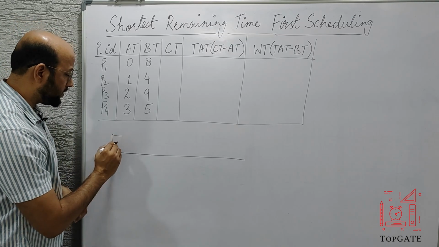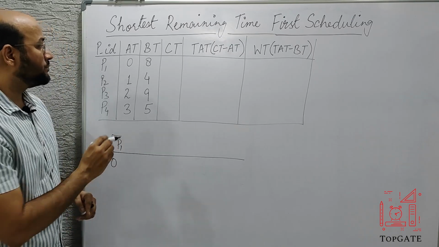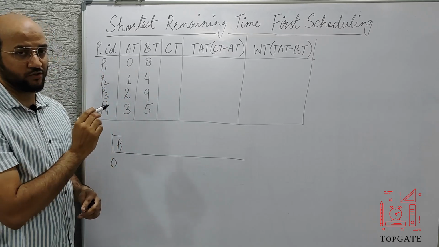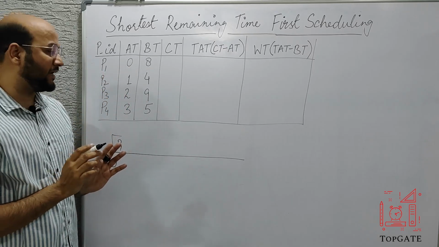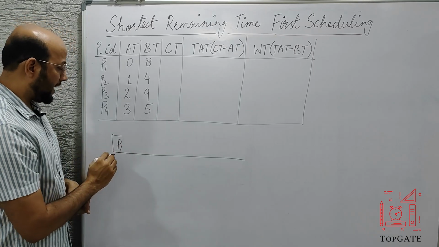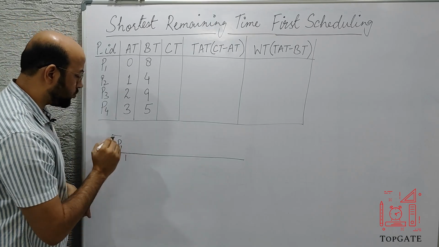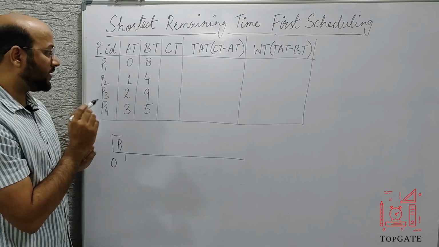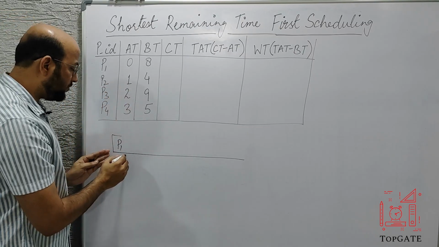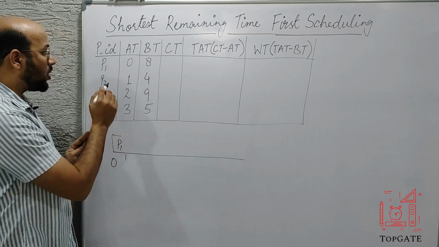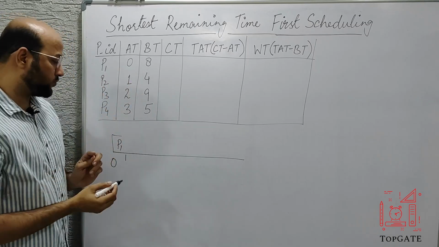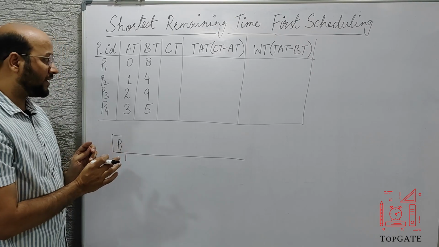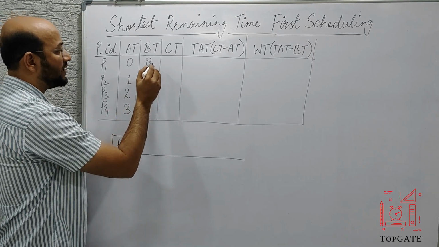I'll start with P1, and P1 will try to execute for 8 units. It will start at 0, and as soon as it reaches 1, you can see that P2 arrives at 1. Now I'll see that till time unit 1, how many units P1 has executed. We can see that P1 has executed exactly 1 unit till now, that is, 7 are still left.